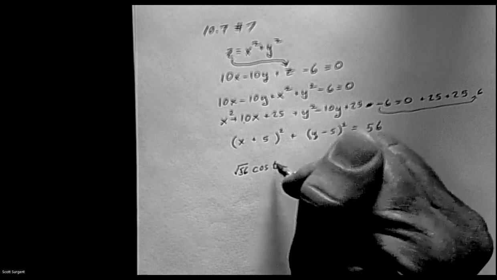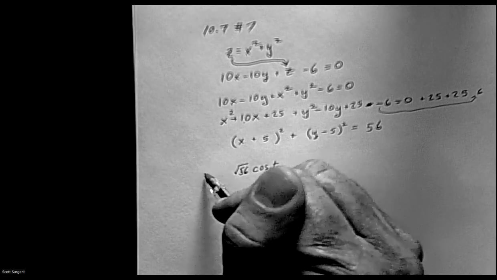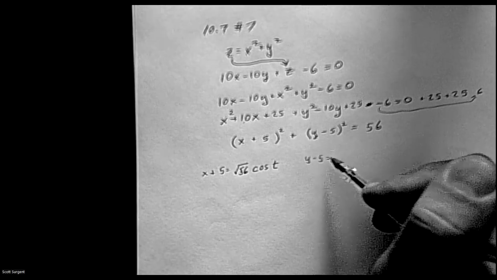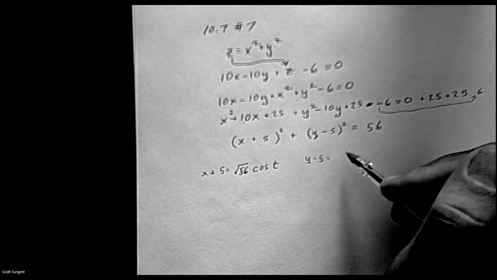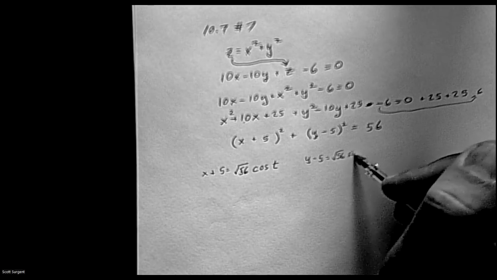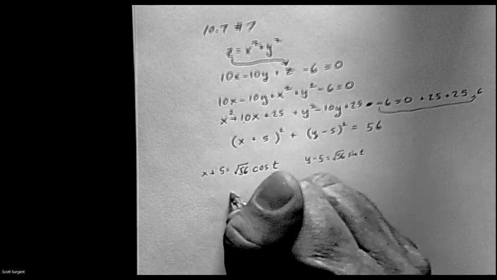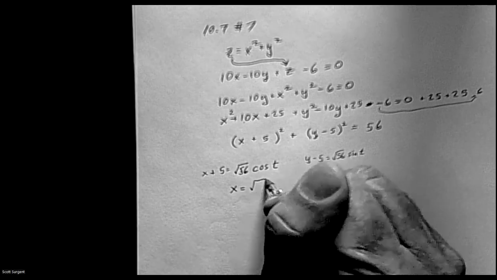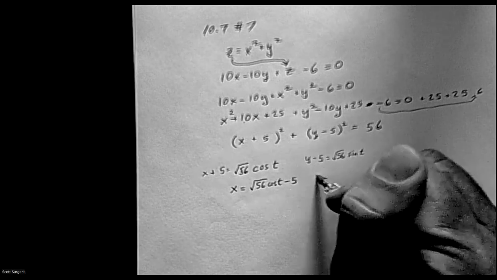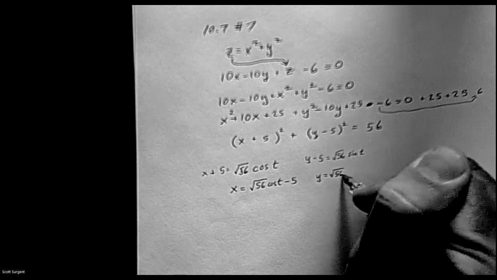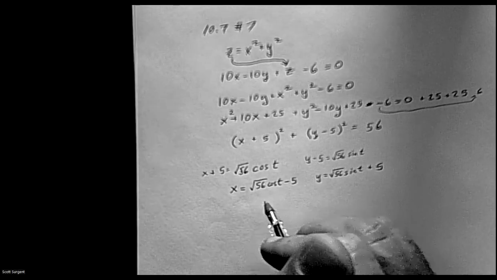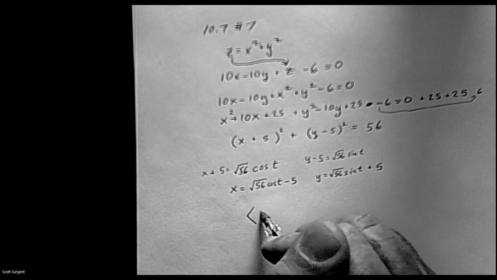And this will be cos t. So basically what I'm saying is x plus 5 is equal to this. Y take away 5 would be the sine. So root 56 sine of t. So that tells me that x is going to be root 56 cos t take away 5. Y is going to be root 56 sine t plus 5. So that's the first two parts of the parameterization.